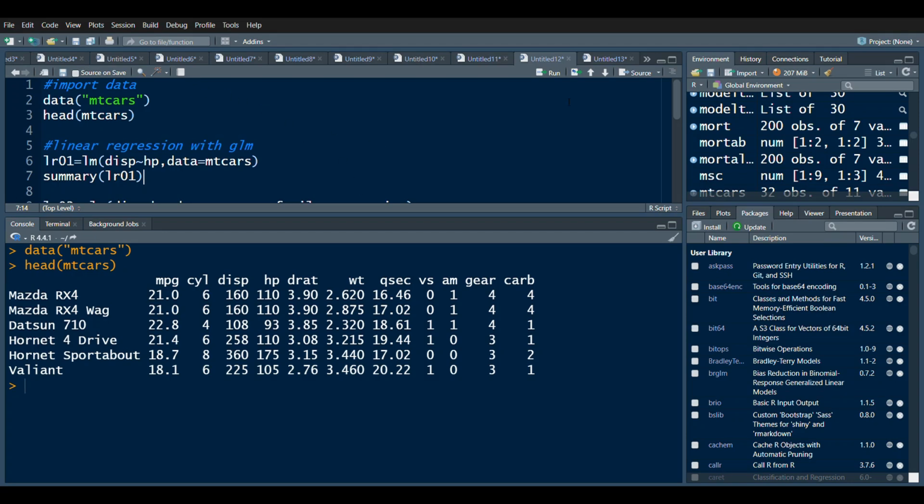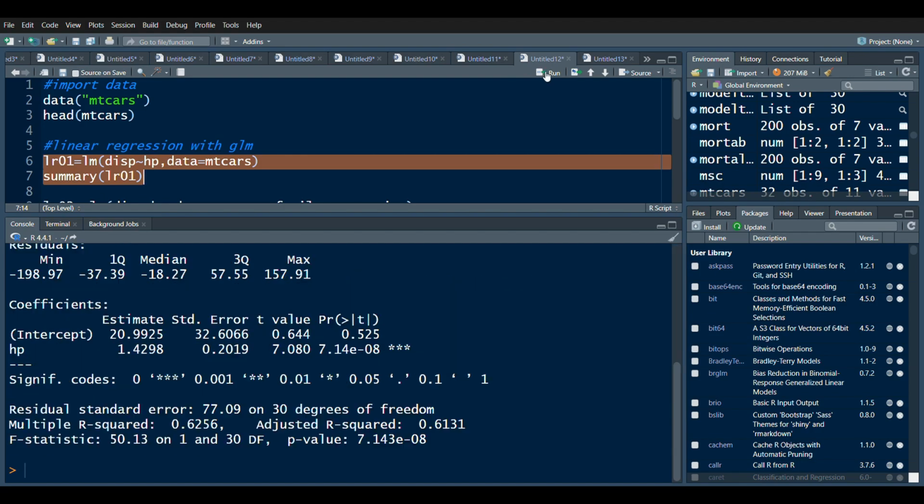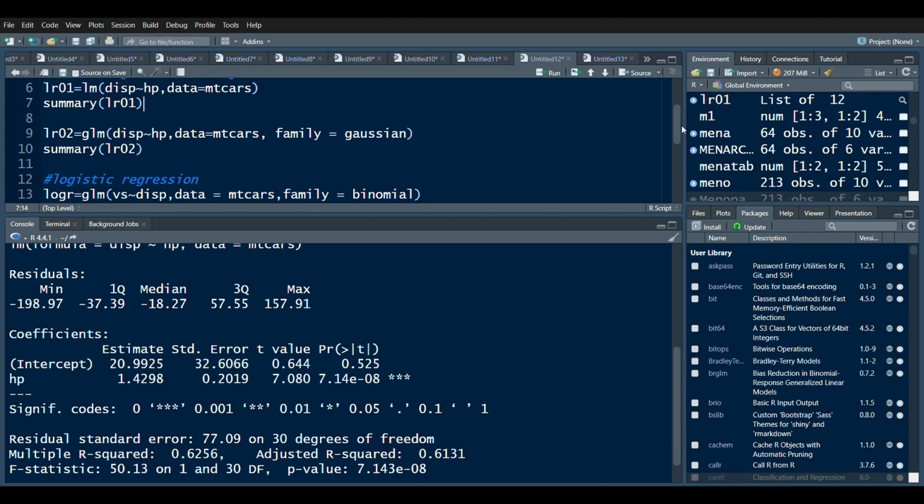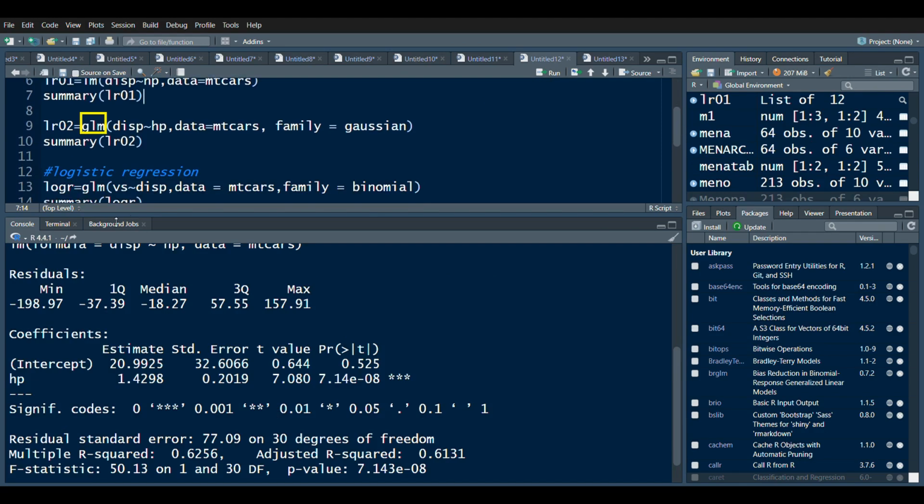In the previous video, we used the LM function for linear regression. Here we will use the GLM function for logistic regression. GLM is short for generalized linear model. The GLM function also has columns mentioned in the first argument and the dataset in the second argument, but it also has a third argument named family.